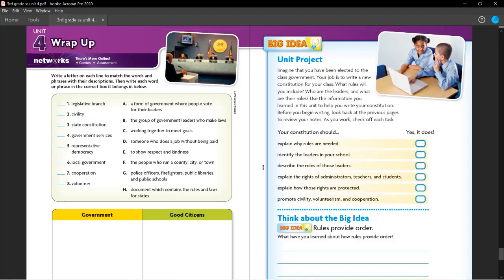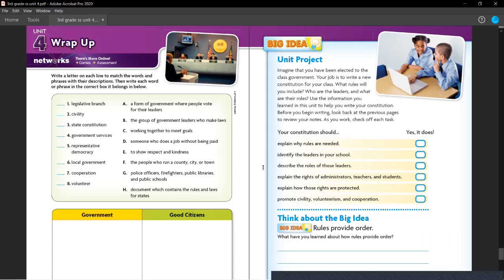So for our Unit 4 wrap-up, you're going to write a letter on each line to match the word and the phrase with their description. So the words or the phrases are going to be on one side, and the thing that describes them or their meaning is going to be on the other side. So you're going to write the letter that matches the number. So write each word or phrase in the correct box that it belongs to.